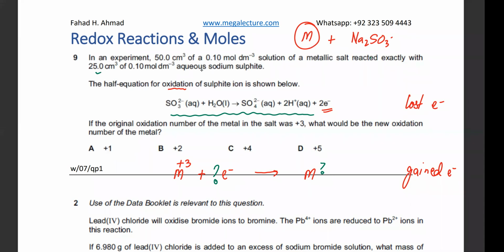So the volume of sulfide is given as 25 cm cube and the concentration is also provided. It's given as 0.1 mole per dm cube. So how do you find the moles of sulfide? You can just do n is equal to C into V. The concentration is provided and the volume is provided. So can anyone do the calculation? Tell me what moles of sulfide do you have? How many moles are we getting for sulfide? 25 into 0.1 divided by 1000, because the cm cube should be in dm cube.